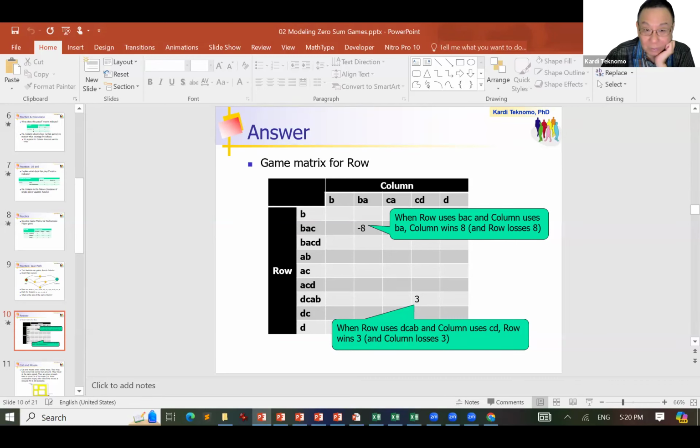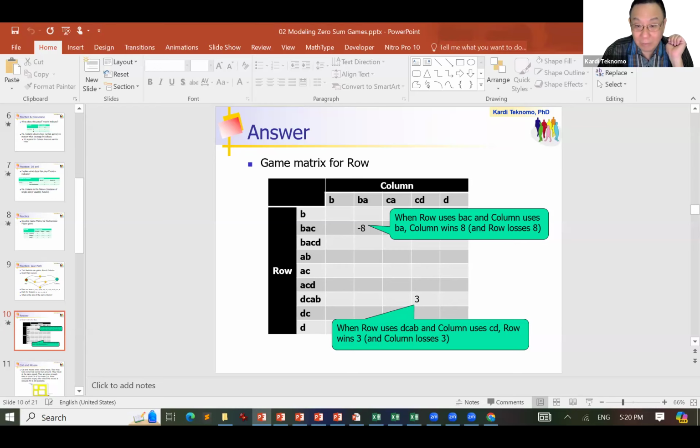So these are the possible paths for row, and these are the possible paths for column. So when you see the problems, how you model is look for the possible paths for each player. And when we say here, for example, -8, that means what? If the row uses this path, PAC, and the column uses PA, that means the column will win 8 units.